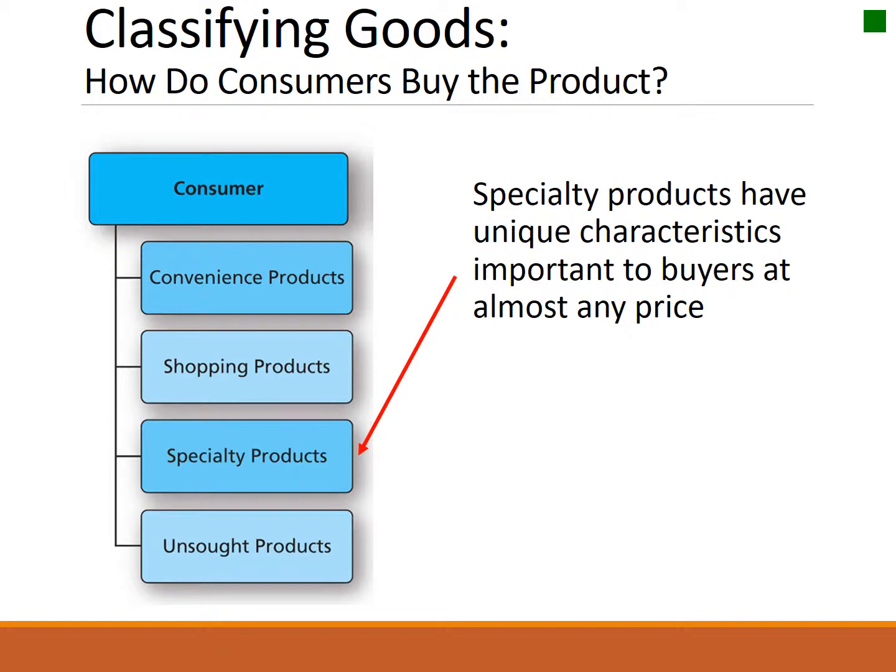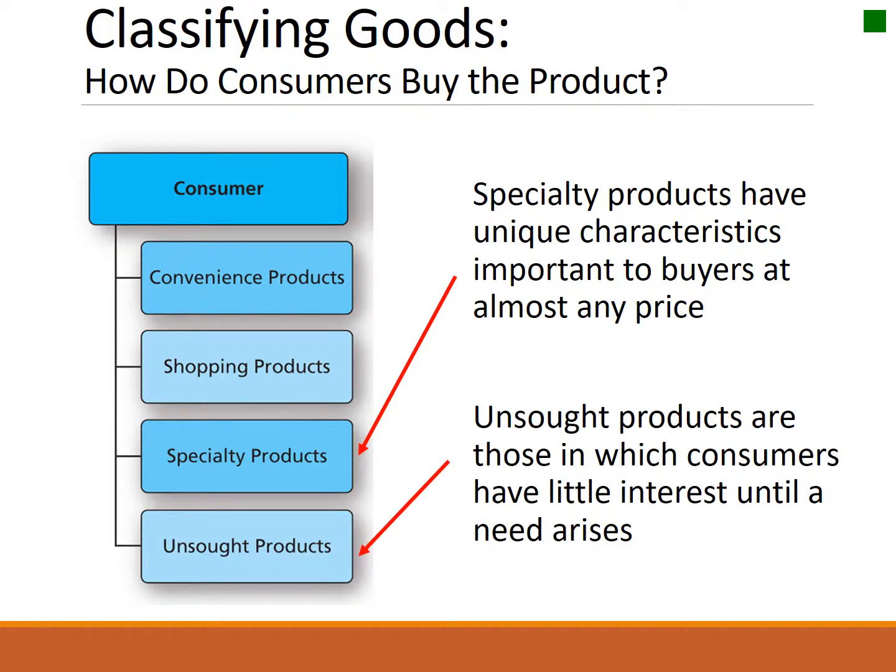So if a customer is looking for a specialized good, they'll be willing to travel to find this good. They'll be willing to pay more for it. They'll be probably pretty educated in terms of that product category, and they'll know a lot about the product before they even come to purchase it.